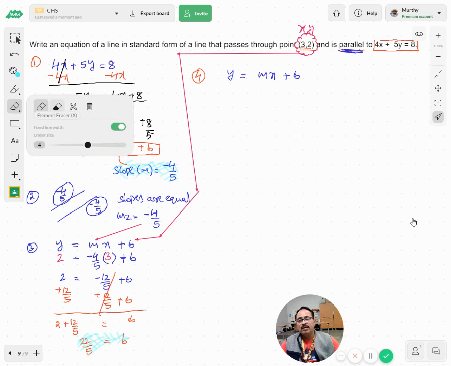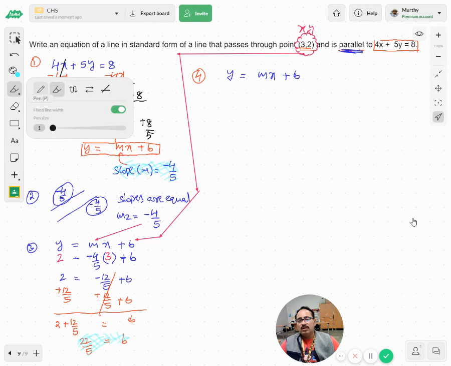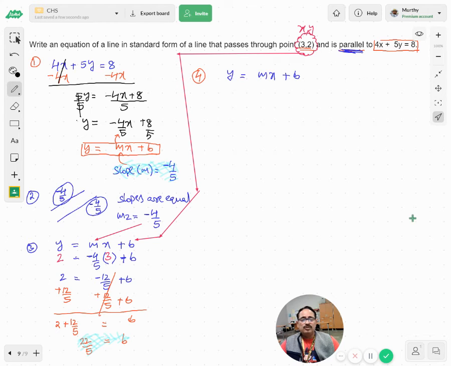Please remember, if the lines are parallel, the slopes are equal. So I'm taking the same slope, which is negative 4 over 5x plus b value is 22 over 5 equals y. So again I'm repeating, whatever the y-intercept value I got here, that is copied here, and whatever the slope value I got in step 1, that is taken and plugged in here.